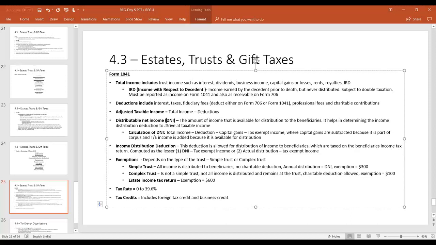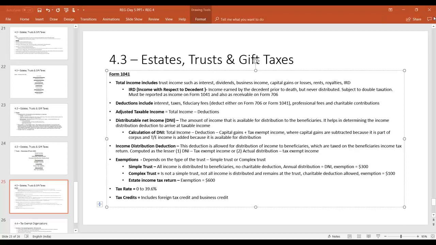And how do you calculate DNI? It's the total income less deductions, because deductions are amounts that have been spent and are not available for distribution, less capital gains. Why are we subtracting capital gains? Capital gains is part of the corpus, right? It's not available for distribution. Plus your tax exempt income. Even though it is tax exempt, it is available for distribution, and therefore that has to be added back in arriving at your distributable net income.